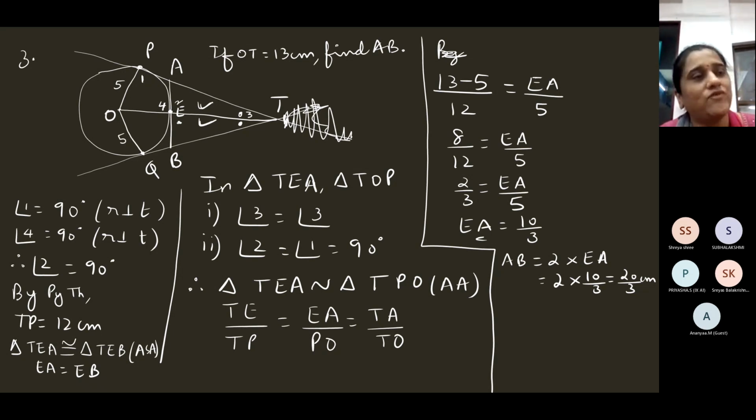And we also know that to find AB, it is enough to find EA or EB. You can find EB also by proving that the other two triangles are similar. Simply take the two triangles, the small one TEA and the bigger one TOP. Show that they are similar. One common angle and one pair of angles equal to 90 degrees. So by AA similarity, write the proportion, substitute, and you'll find EA. Double it to find AB.